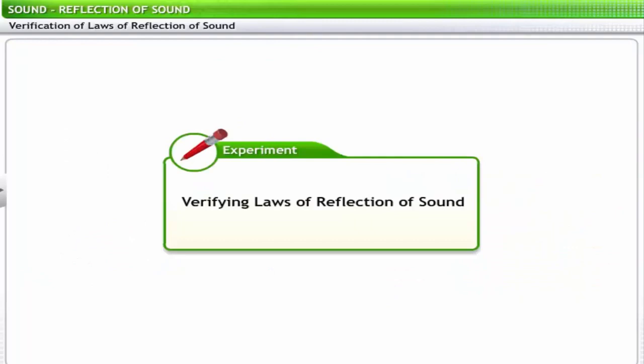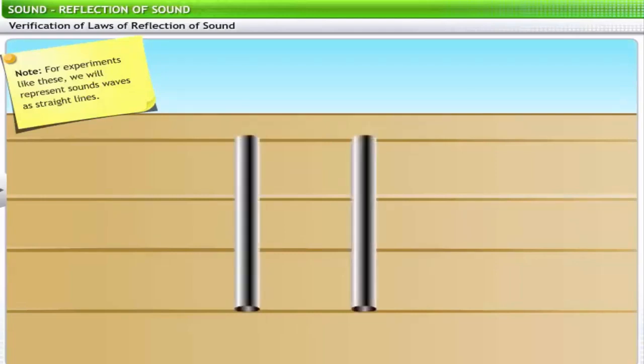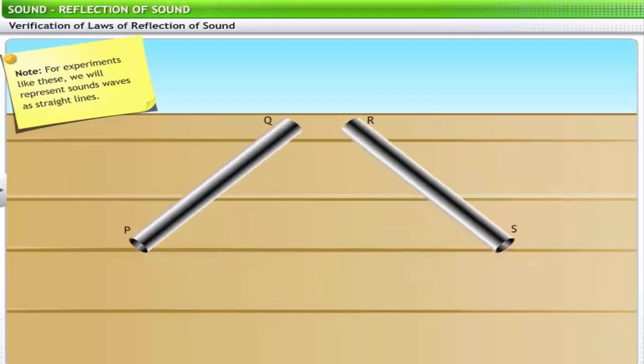Let's verify these laws through an experiment. To set up the experiment, we take two identical hollow pipes, PQ and RS, each about 2 feet long. We place these pipes on the surface of a table near a wall so that their axes intersect at point O on the wall as shown. Then, we keep a clock near the end P of the pipe.